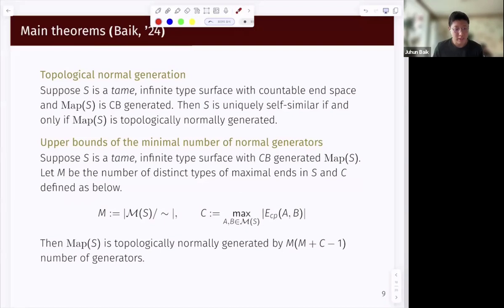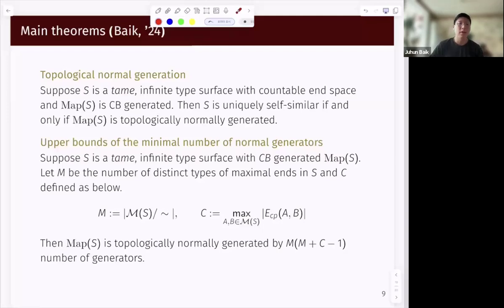Here we suppose that our infinite type surface is tame, has a countable end space, and its mapping class group is CB generated. Then S is uniquely self-similar if and only if its mapping class group is topologically normally generated.